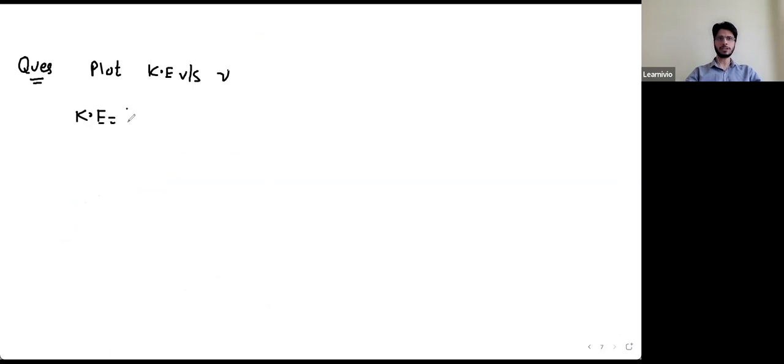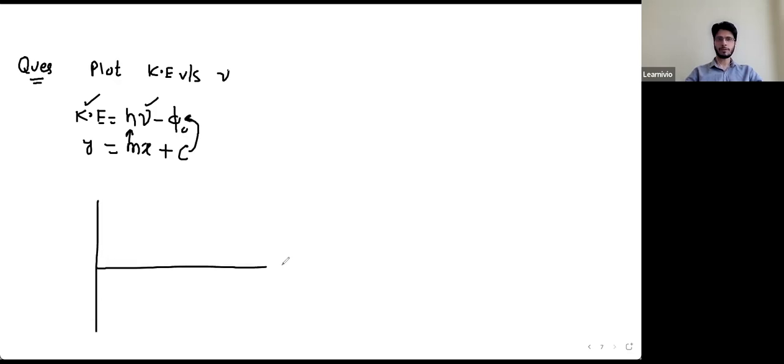Kinetic energy is h nu minus phi naught. So in this equation, these are the two variables: kinetic energy and frequency. If you equate it with the equation of a straight line, y is mx plus c, you can identify that instead of slope, you're getting h, and instead of y-intercept, you're getting minus phi naught. So if you plot this graph, on the x-axis I'm taking frequency, which is in hertz.